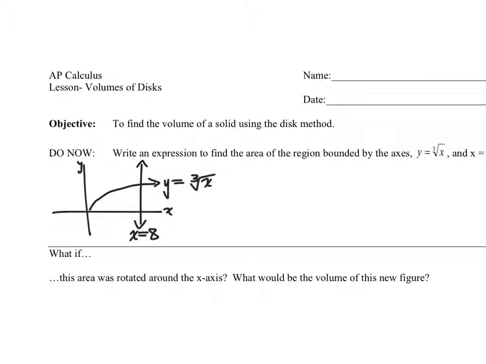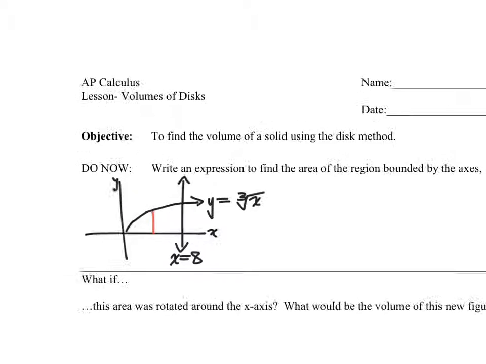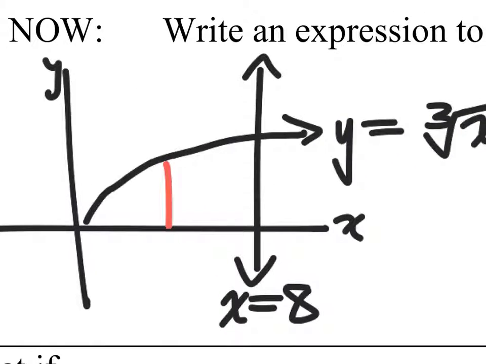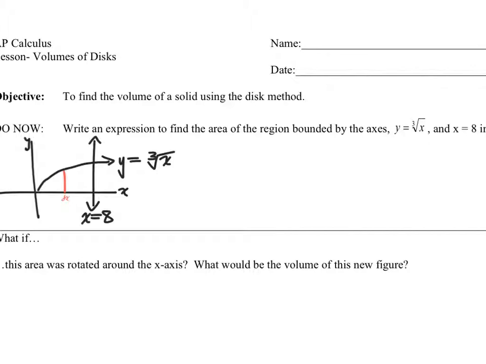The bounded region is entirely adjacent to the x-axis, so it makes sense to integrate this with respect to x. So I'll draw my arbitrary rectangle with respect to x. All right, so that's my rectangle, my lazy rectangle. I'll do my dx there. We know that it's going over the interval of 0 to 8. It's entirely bounded by the function, which is the cube root of x.